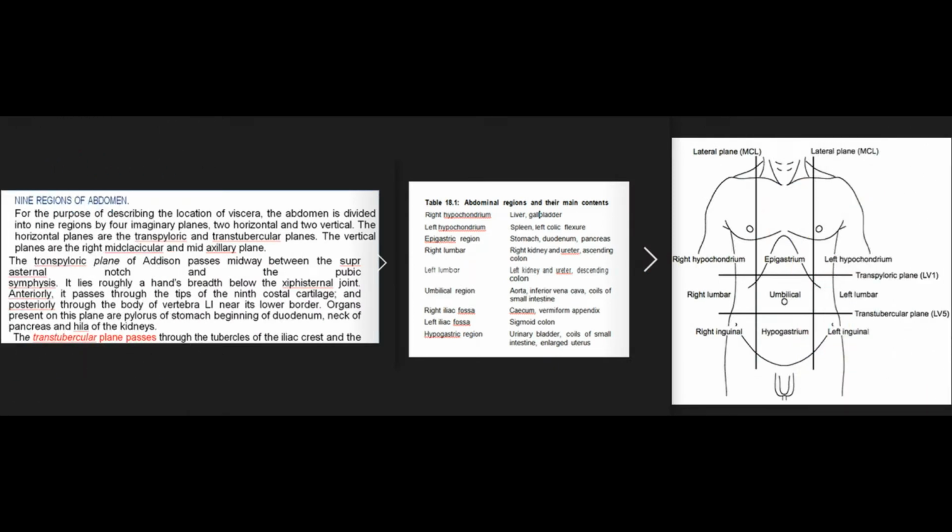Nine regions of abdomen. For the purpose of describing the location of viscera, the abdomen is divided into 9 regions by 4 imaginary planes, 2 horizontal and 2 vertical. The horizontal planes are the transpyloric and transtubercular planes. The vertical planes are the right and left mid-clavicular planes.